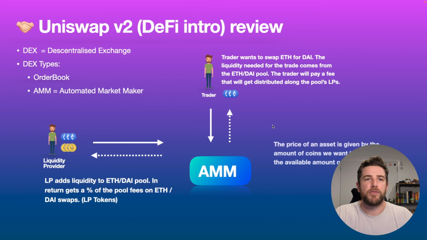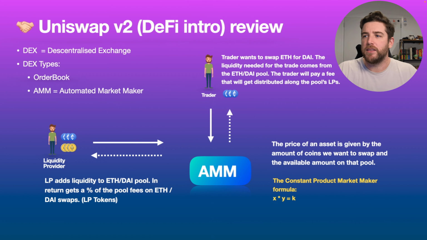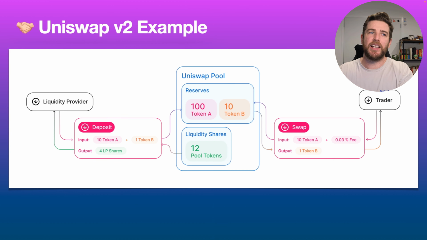And again, the price of the asset is given by the amount of coins we want to swap and the available amount on that pool. The whole innovation around this is summarized in this constant product market maker formula, which is X times Y equals K, K being a constant, X the amount of token A and Y the amount of token B. This is exactly the same as I explained before, but in a different way.